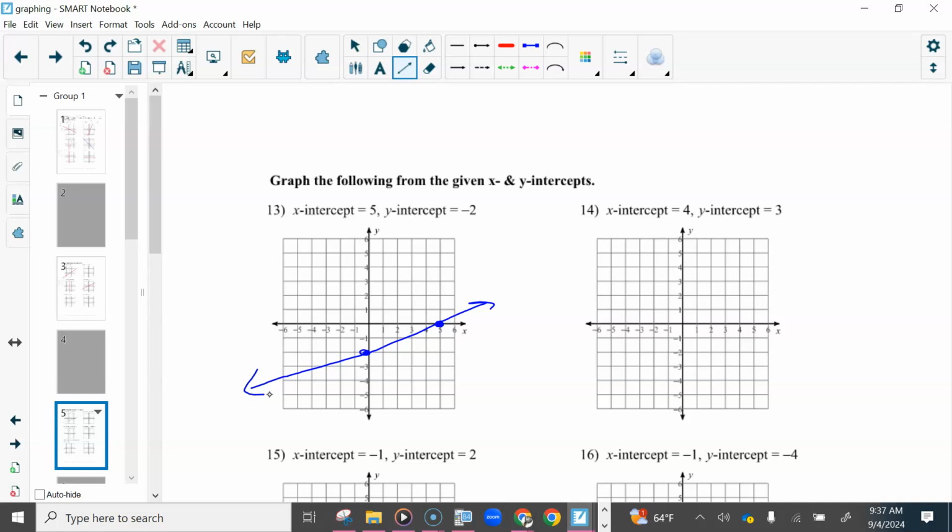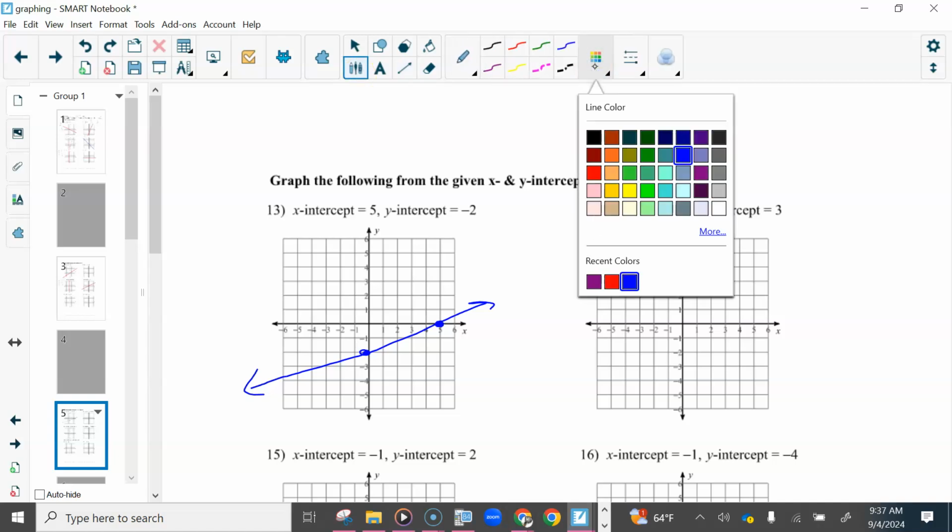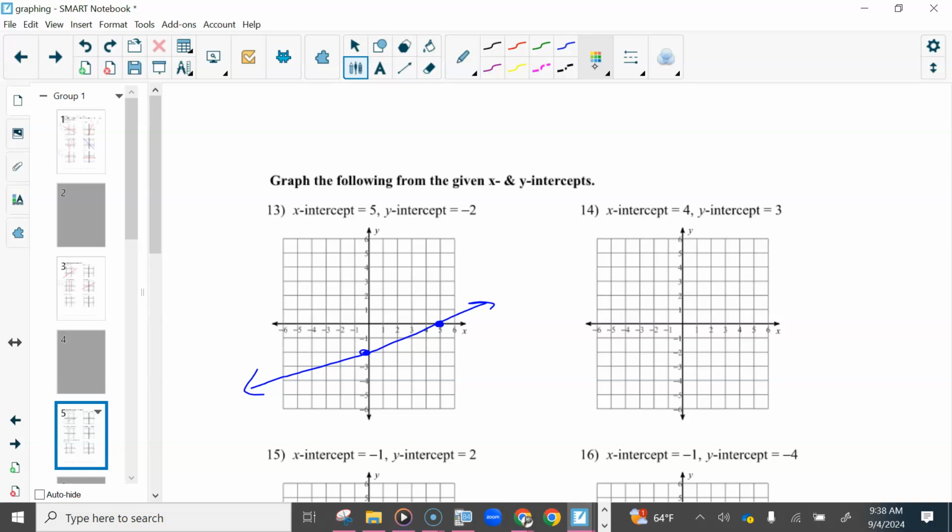Questions on that? Do 14. My line might be a little crooked. It's all right. As long as it goes through the 2 points, you're good. Make sure your lines have arrows.